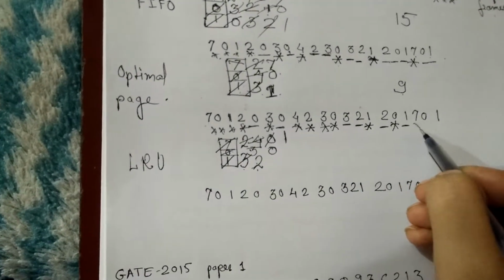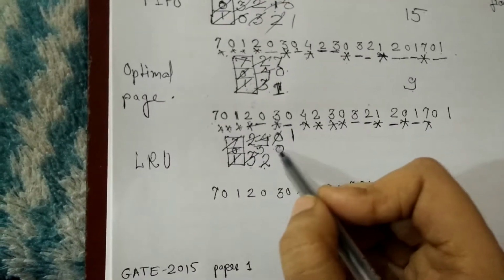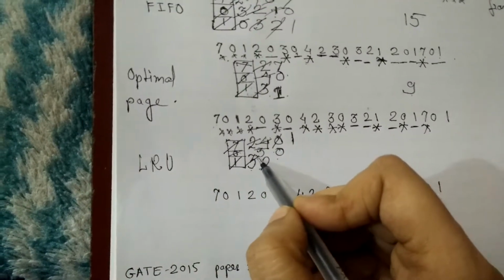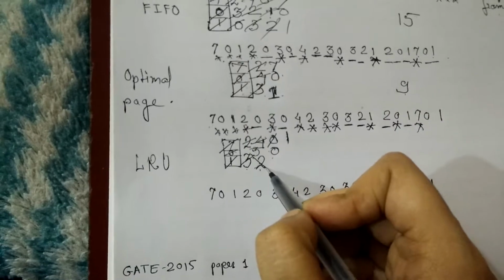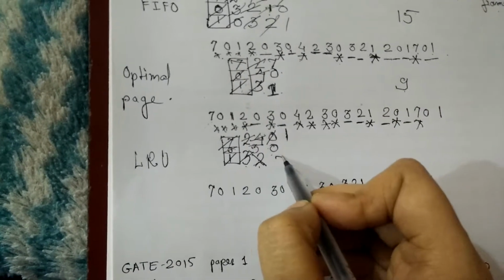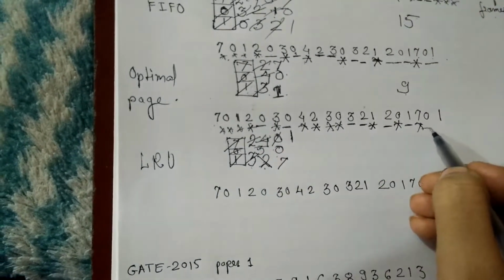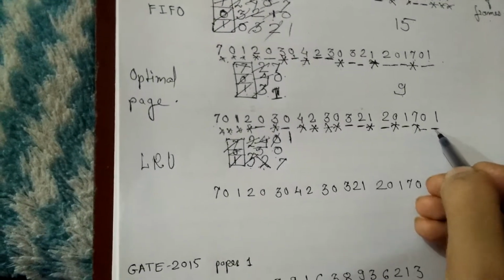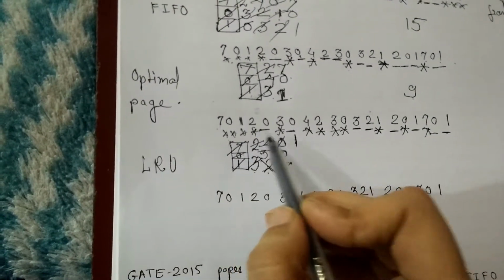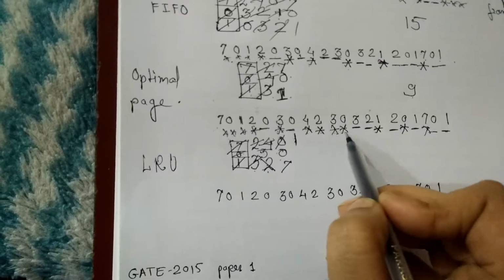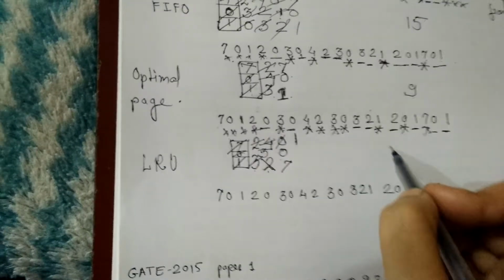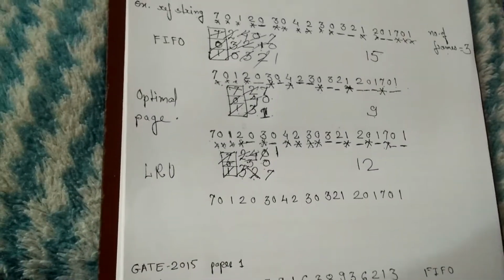For 1 there is no page fault. For 7 there is a page fault. 0 and 1 are recently used but 2 is not used for a long time, so it will replace 2. Now for 0 and 1 there will be no page fault. So the total number of page faults are 4, 5, 6, 7, 8, 9, 10, 11 and 12. So the number of page faults here is 12.